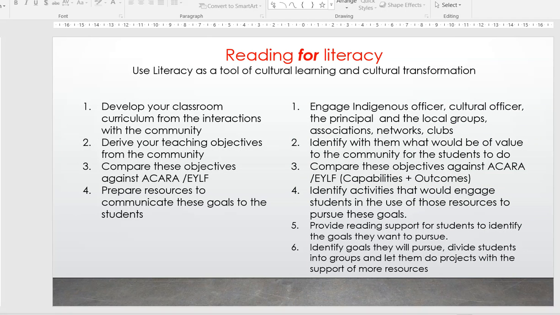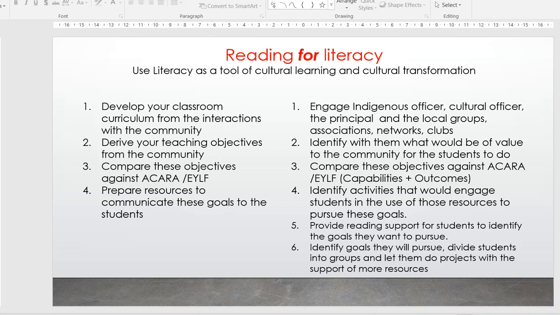Right, so what might be different and what hasn't appeared yet in our discussion board examples was that connection to the community, deriving the learning objectives from the community, and then translating those through ACARA and the Early Years Learning Framework, and as a result thinking of activities and resources that will allow students to engage in those objectives that we have agreed on with the community representatives.